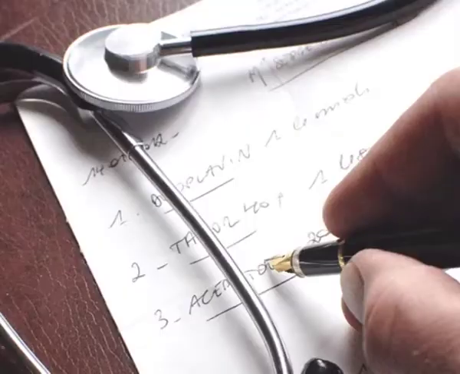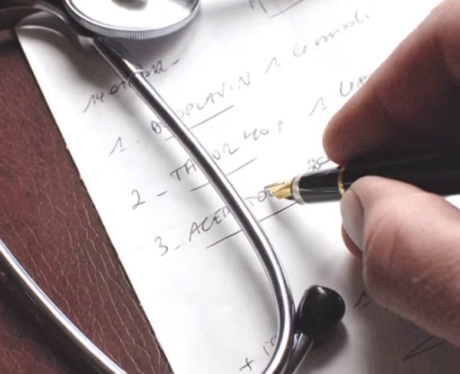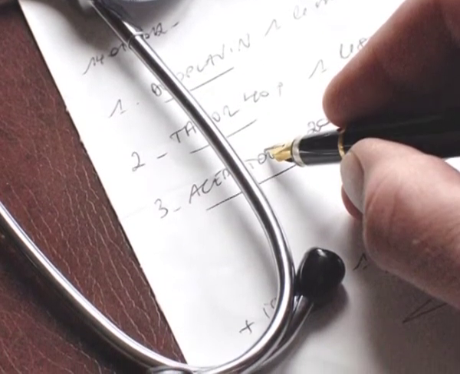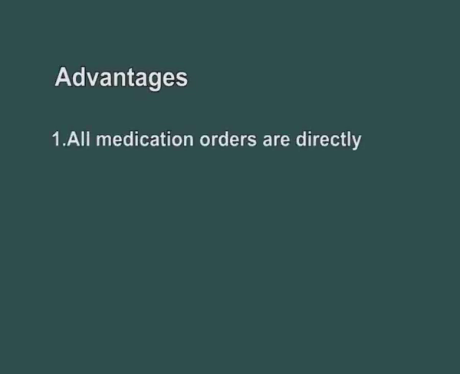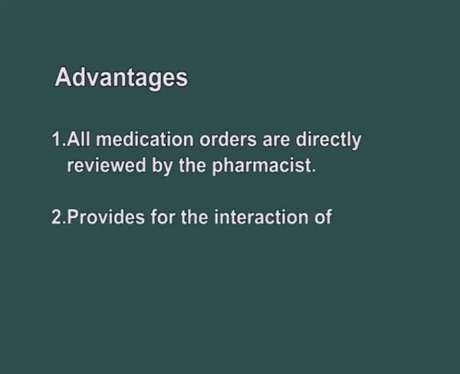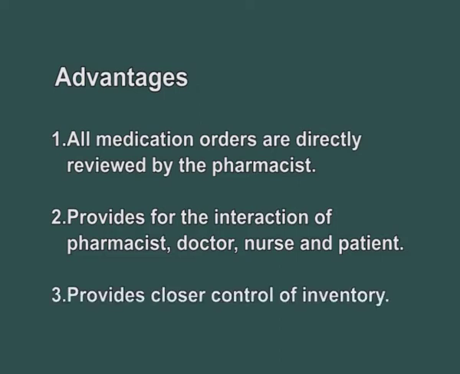The first method is the individual prescription order system. This system is generally used by small and private hospitals because of the reduced manpower requirement and the desirability for individualized services. The important advantages of this system are as follows. First, all medication orders are directly reviewed by the pharmacist. Second, it provides for the interaction of pharmacist, doctor, nurse and patient. Third, it provides closer control of inventory.